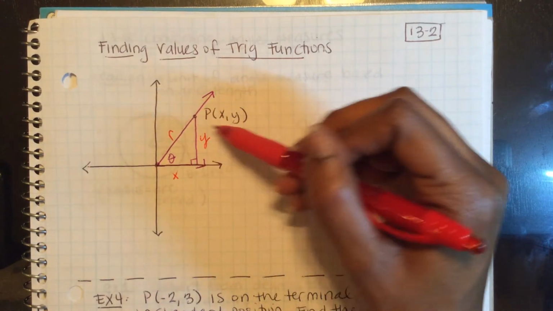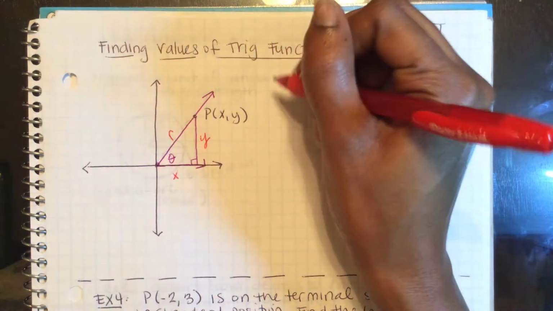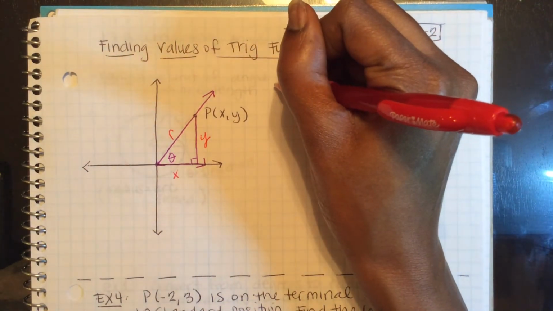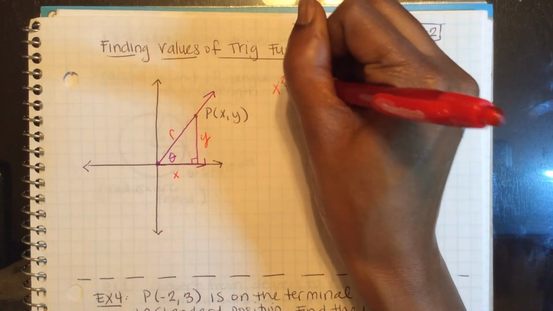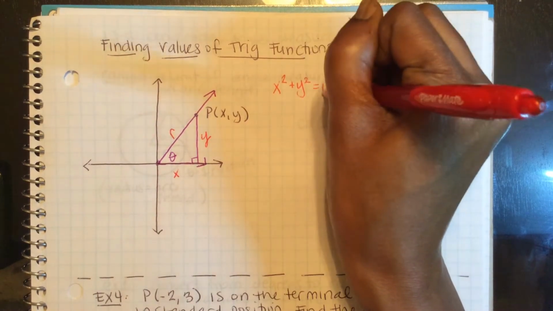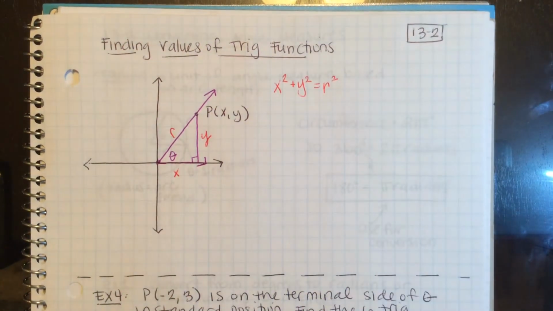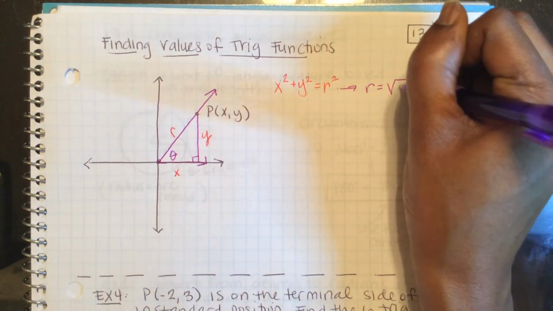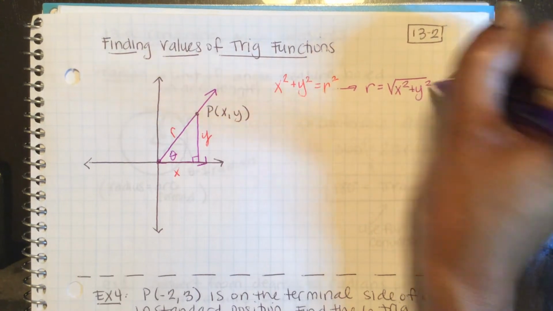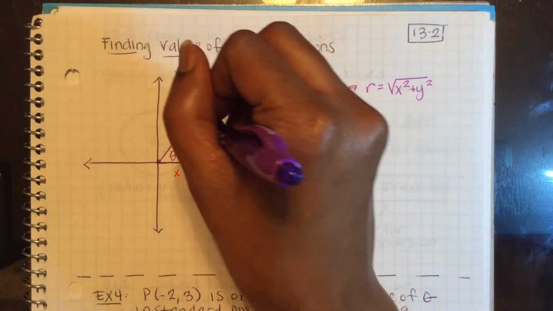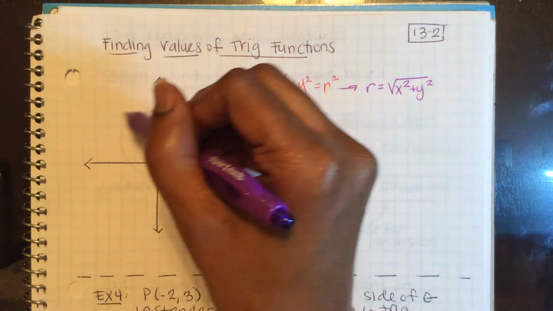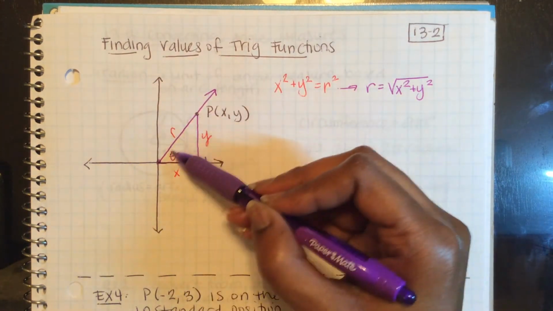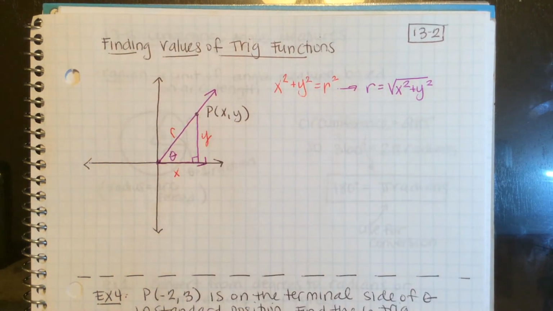And X and Y are connecting to my coordinates. So using the Pythagorean theorem, x squared plus y squared equals r squared. Therefore, if I wanted to isolate R, R is the square root of x squared plus y squared. So the radius, keeping in mind we're going to be connecting this to a circle, which is why I'm calling it a radius now, is the square root of your x squared plus your y squared.